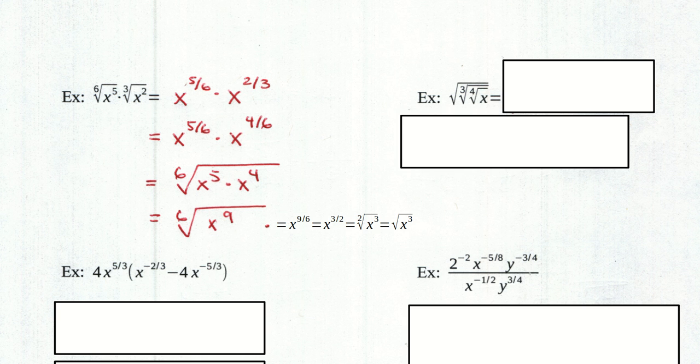And then we can use the definition again. That 2 in the denominator is our index, so we're talking about the square root. But notice that we don't show the 2 in a square root. It's the understood index. So we're just going to write this as the square root of x cubed. We don't have to show that 2 there.